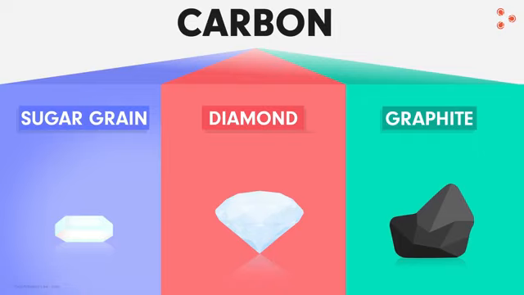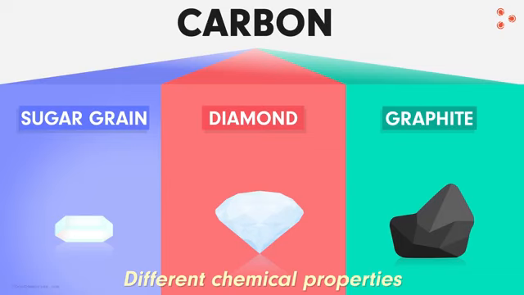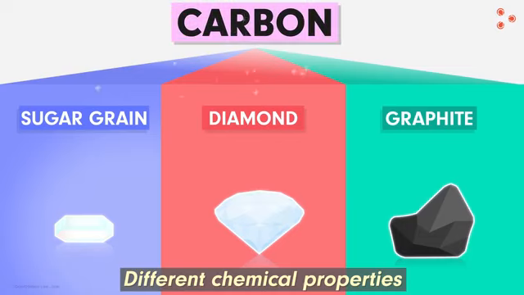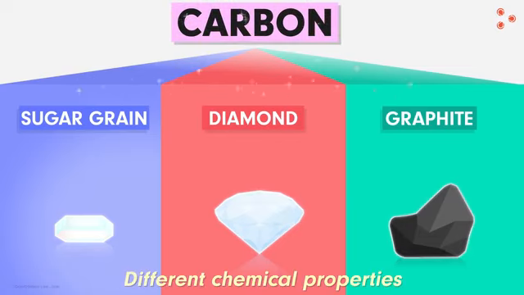But how can there be so much difference in the looks of different materials made up of the same element? How can it be possible that the substances made up of the same element, carbon, appear totally different? And wait, they also have different chemical properties. The looks are different, the chemical properties are different, but they're made up of the same element, carbon. Is this some kind of magic?